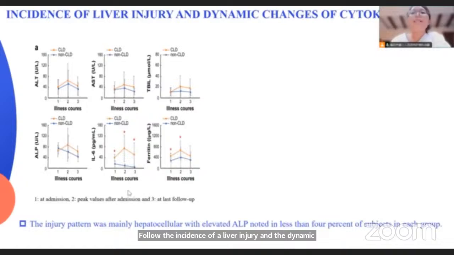These are profiles of liver enzymes and inflammatory markers in COVID-19 patients. As can be seen from the figure, during the clinical course of COVID-19, liver injury in terms of elevated serum ALT or ALP with GGT was the same among those with CLD as compared to those without CLD. The injury patterns were mainly hepatocellular in each group. No significant difference was observed with ALT, AST, ALP, and TBIL between the two groups.